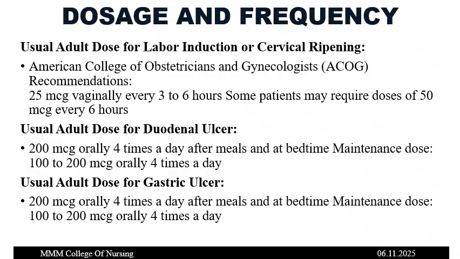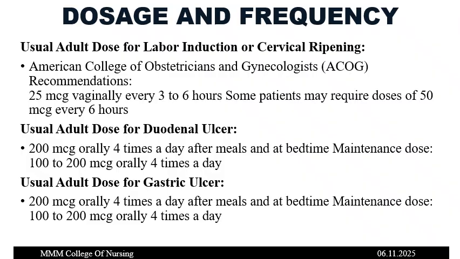For adults, misoprostol is also used in case of duodenal and gastric ulcer. The adult dose for duodenal ulcer is 200 micrograms orally 4 times a day after meals and at bedtime. Maintenance dose is 100 to 200 micrograms orally 4 times a day. The usual adult dose for gastric ulcer is 200 micrograms orally 4 times a day after meals and bedtime. Maintenance dose is 100 to 200 micrograms orally 4 times a day.